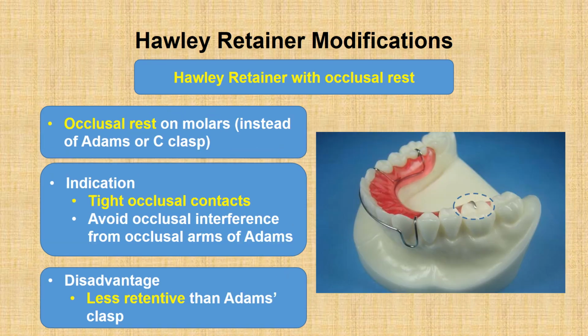Okay, the next modification is to put an occlusal rest on the Hawley retainer. So instead of an Adams or C clasp, this is replaced with an occlusal rest. Again, the indication is for tight occlusal contacts and it avoids occlusal interference from the occlusal arms of an Adams. Again, the disadvantage is it is less retentive compared to an Adams clasp.